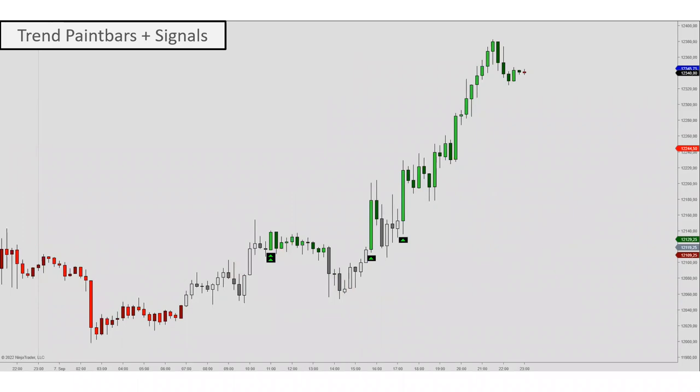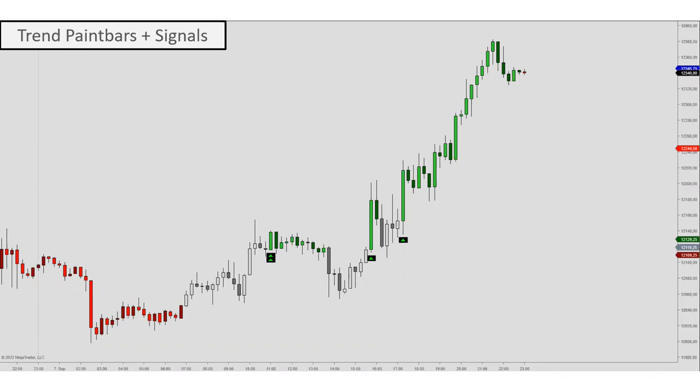Personally, I prefer to just have a clean chart using the paint bars to display the composite trend. I think it improves overall visibility, giving some space for other tools perhaps, and lets me focus on the trade signals, which are set to detect these thrust bars that I mentioned. So have a look at how those are defined.